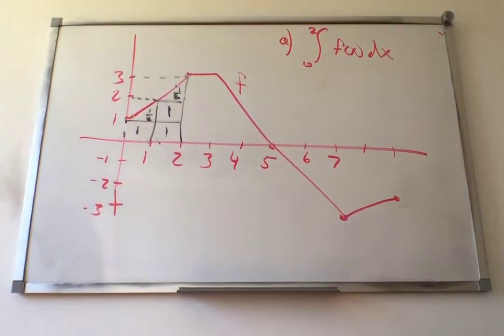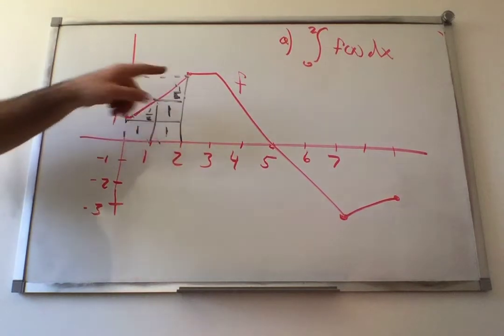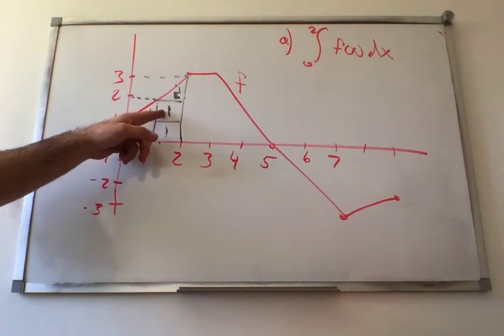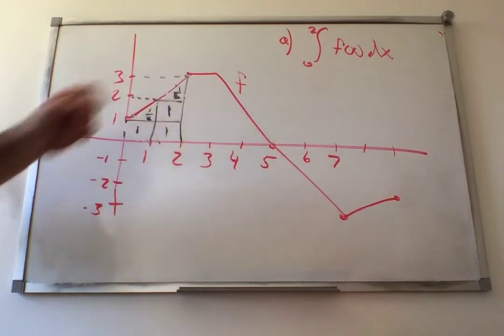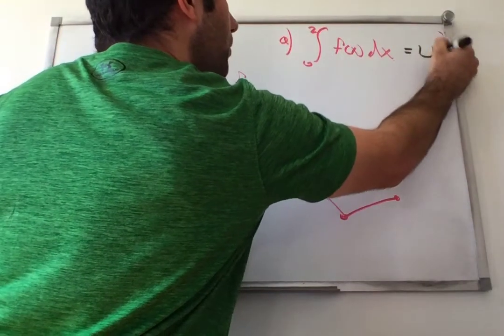And now all you have to do, since you found all the areas of all the pieces underneath this curve, is add them all up. That's exactly what an integral is. You're adding up a bunch of areas. 1 plus 1 plus 1 is 3, plus a half plus a half is 4. So this answer is equal to 4.